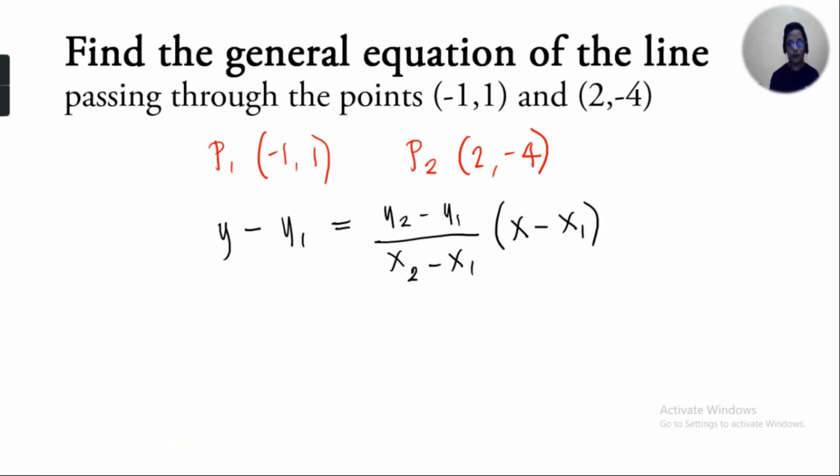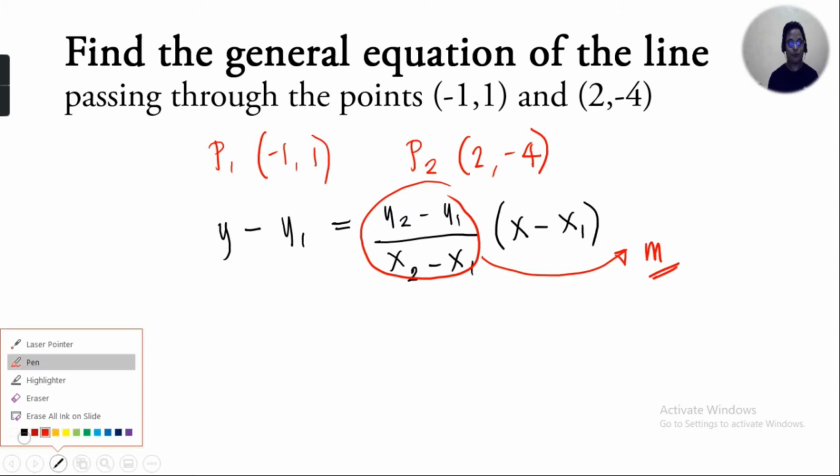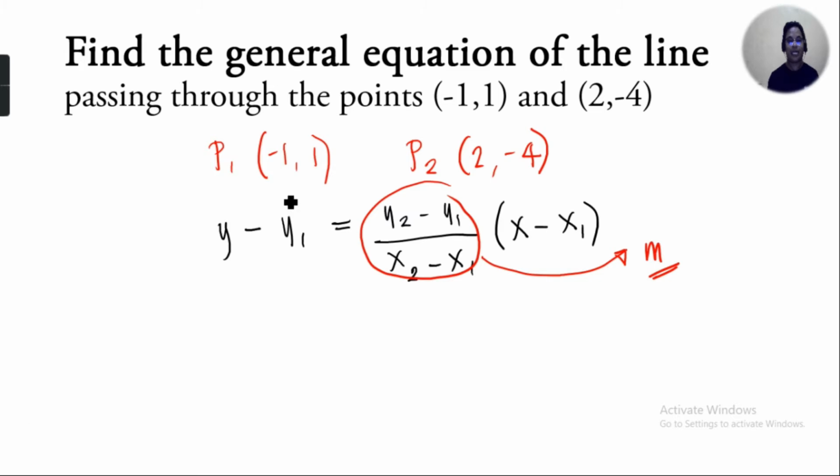Dito po sa ating equation na to, ang y sub 2 minus y sub 1 all over x sub 2 minus x sub 1 is equal to the slope. So, kapag hanapin natin yung ating slope, we're going to use this formula: y sub 2 minus y sub 1 all over x sub 2 minus x sub 1. So, meron po tayo mga points na given. Dito sa ating points na given, dalawa po siya. So, kaya meron tayong x sub 1, y sub 1, x sub 2, y sub 2.